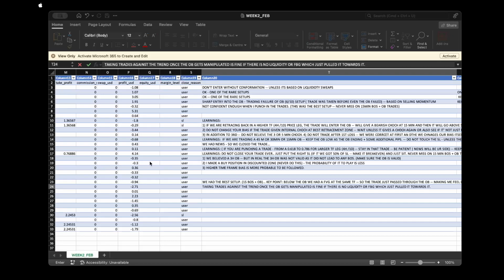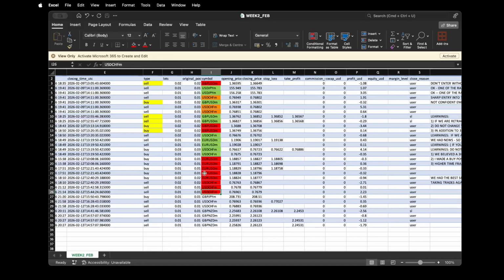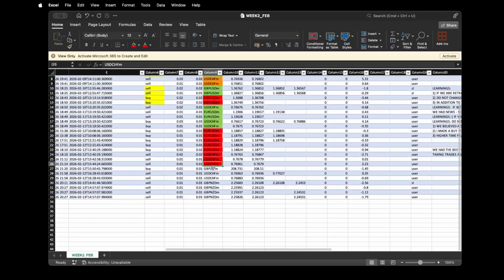So let's jump to another trade. USD CHF is done. Okay, so USD CHF again. So these are the three USD CHFs. Then we have a GBP JPY.